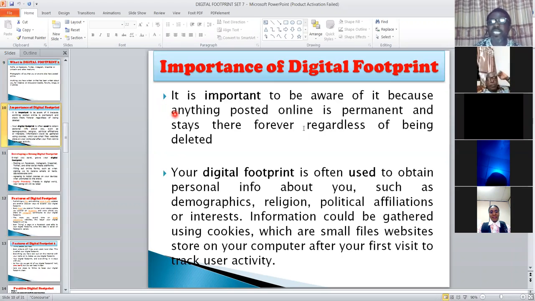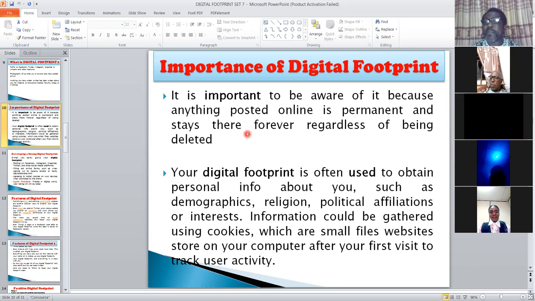Let's look at the purpose of digital footprint. It is important to be aware of it. You know the reason? Anything posted online is permanent. Can you type that on my behalf? Just type it, let me read. Anything posted online is permanent. Type it with your hand. I want to see everybody. We're about 18, 17 in the class now. I want to read the 18. I want to be sure everybody is getting me.